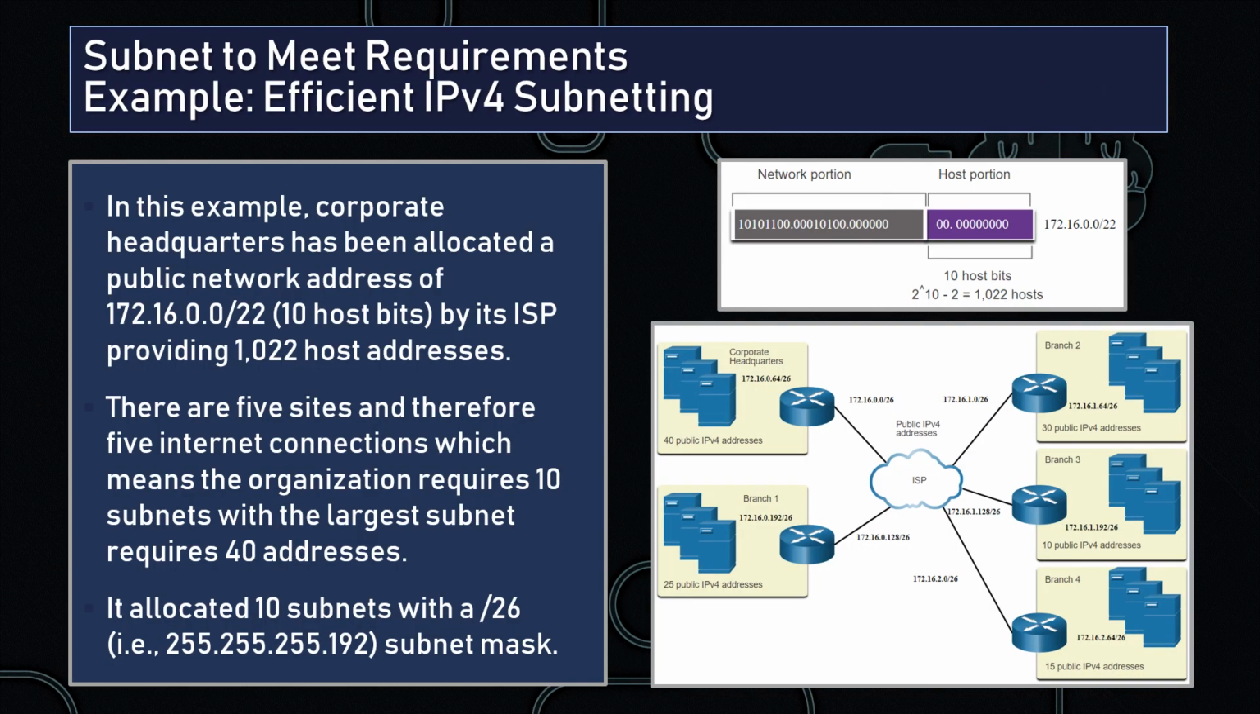So we have an example here. A corporate headquarters has been allocated a public network address of 172.16.0.0/22. That means that we have 10 host bits total that we can work with. That gives us just over 1,000 host addresses. Now there are 5 sites and 5 internet connections, so we need 10 subnets with the largest requiring 40 addresses. So we take 10 subnets with a /26 mask.